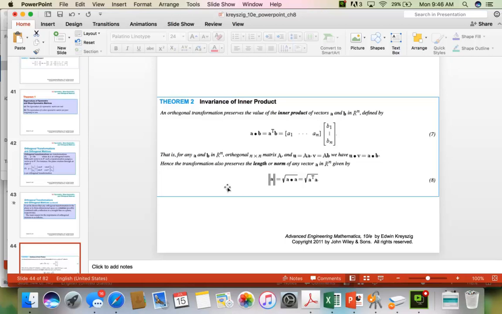The main reason this is important is that an orthogonal transformation preserves the inner product. So if I have two vectors A and B, if they undergo an orthogonal transformation, then the inner product A dot B is essentially the same under an orthogonal transformation. So it preserves the length of the norm of any vector as well.